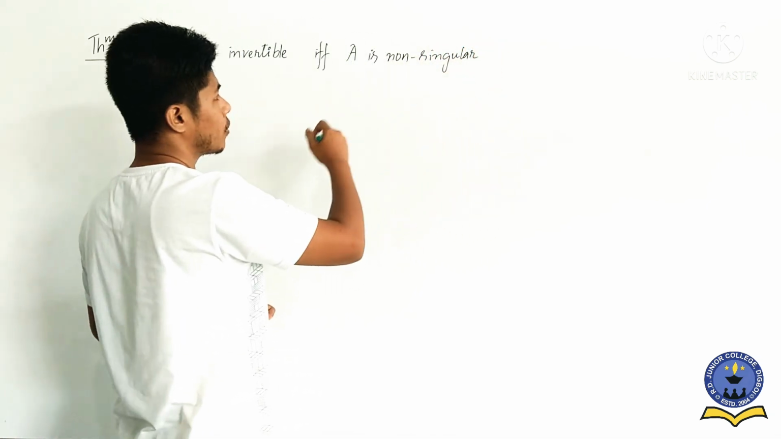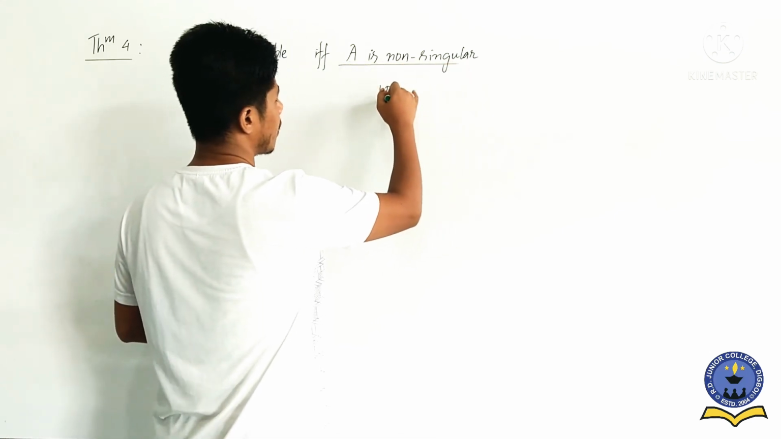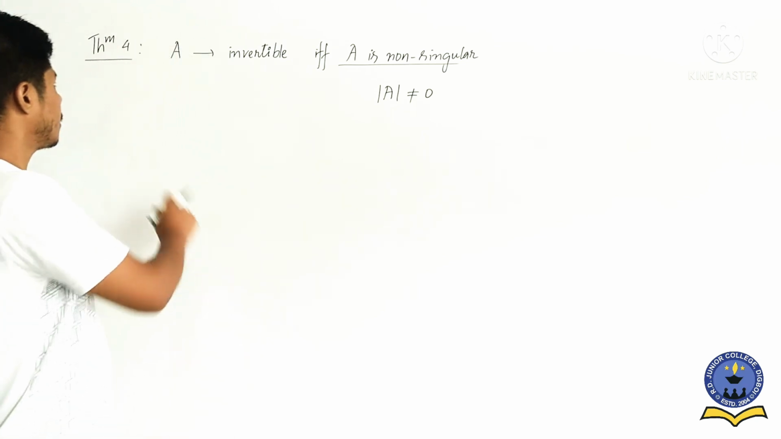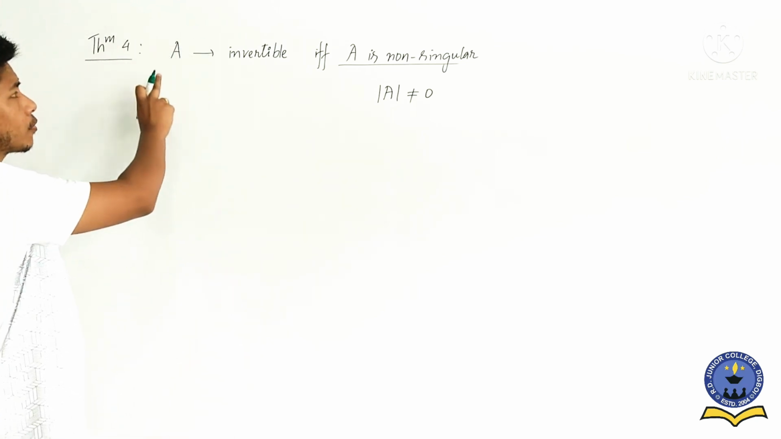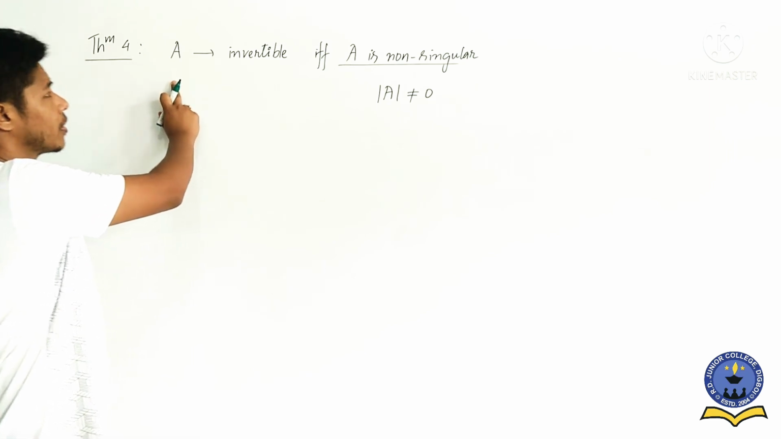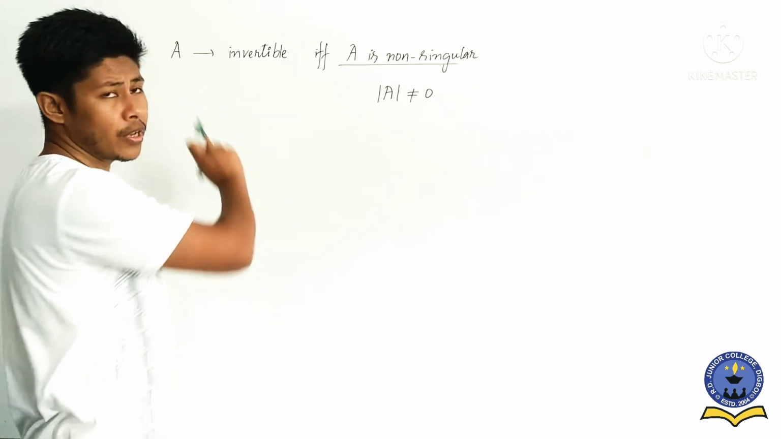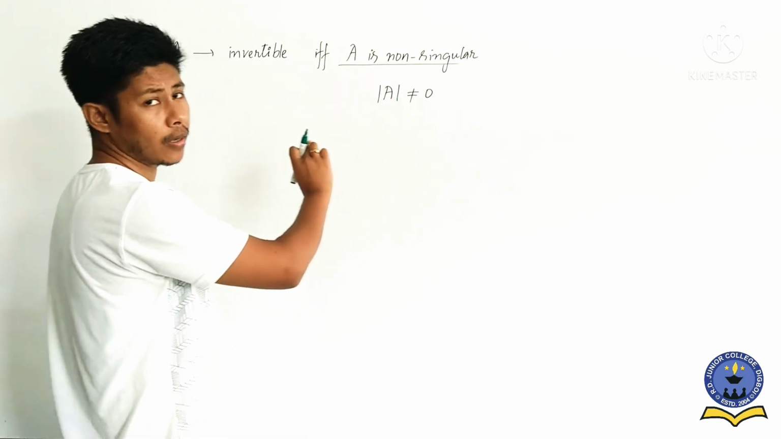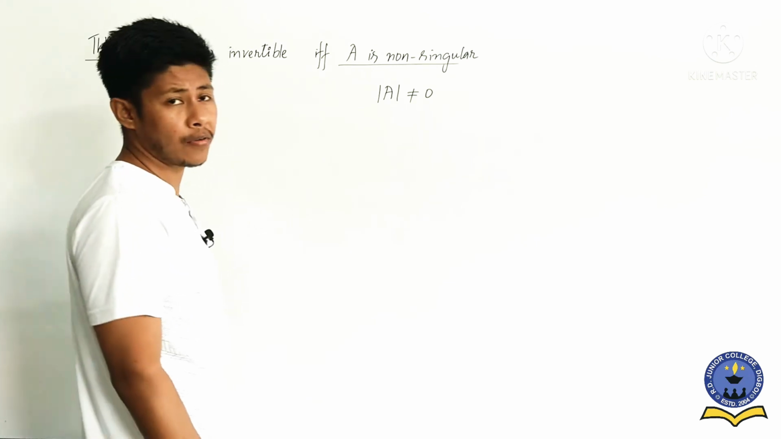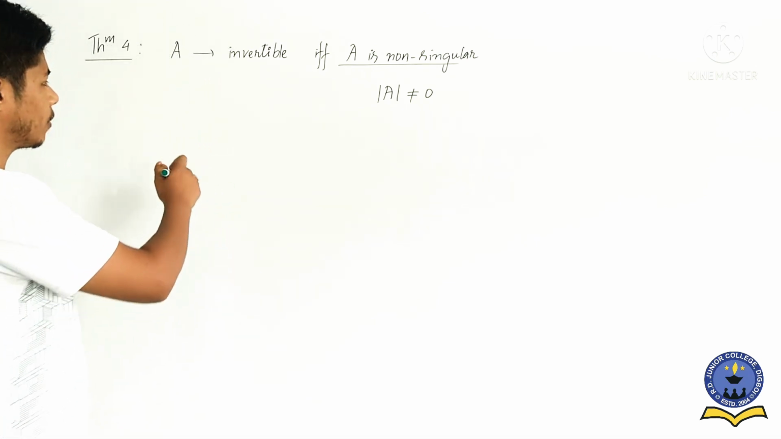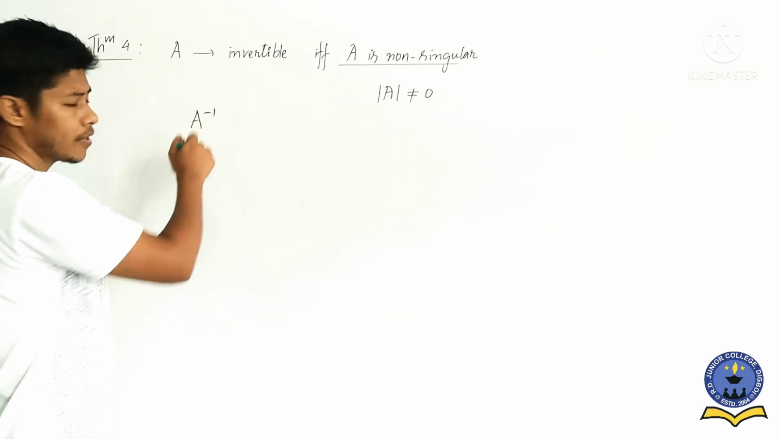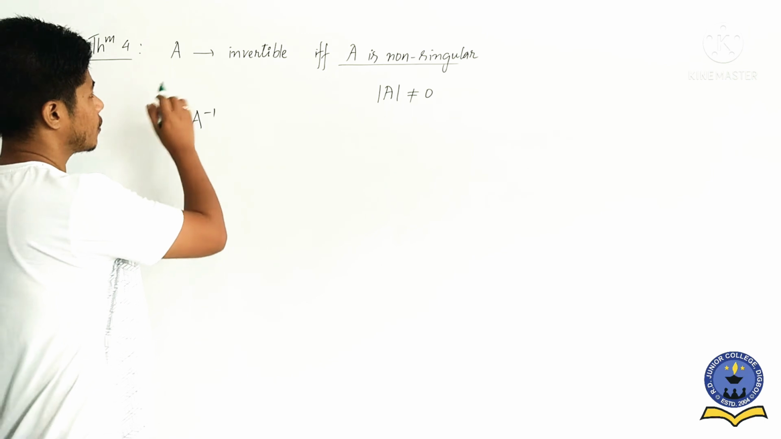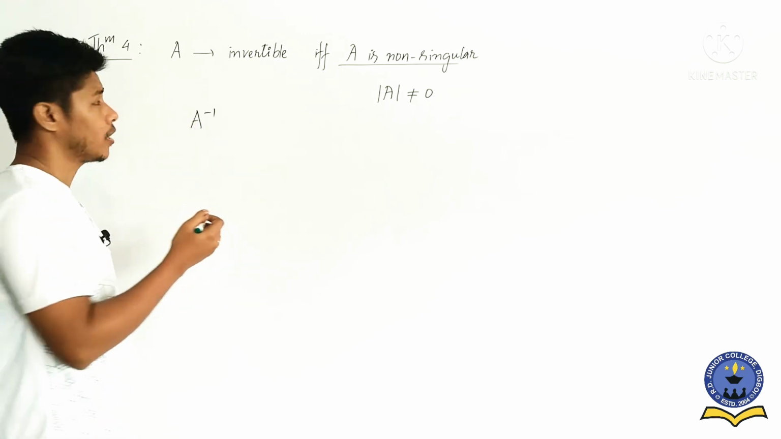What is the meaning of non-singular? Non-singular means the determinant of A is not equal to 0. If I repeat, A is a square matrix, and this square matrix is said to be invertible if and only if A is non-singular, meaning the determinant of A is not equal to 0. Invertible means A inverse, and there is a formula to find out A inverse of a matrix.